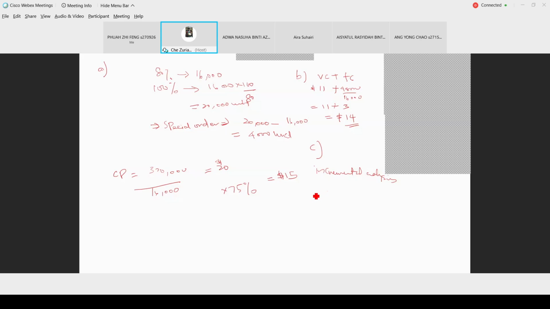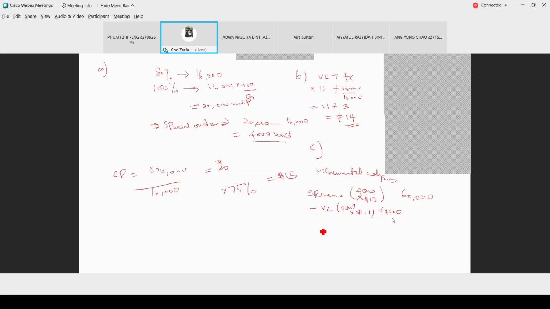So with the special order, okay, accept special order. For the special order, okay, so sales revenue is equal to 4,000. 4,000 je kan, dia boleh meet the special order. Time with the 15. So the revenue will increase about 60,000. And the cost to produce this 4,000 variable cost, sama lah kan, 4,000 times 11. Okay, you will get this one, 44,000.